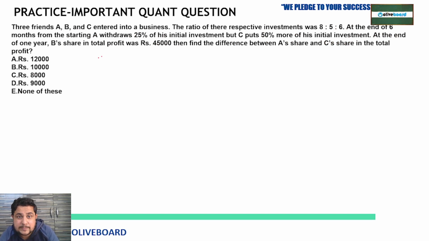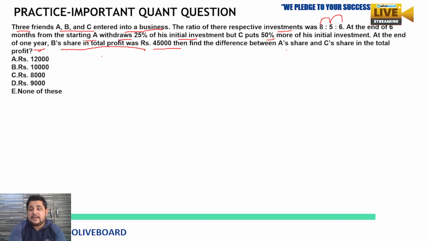Now this question is based on business, means a partnership based question is here. Three friends A, B, C entered into a business. The ratio of their respective investment was 8 is to 5 is to 6. At the end of 6 months from the starting, A withdraws 25% of his initial investment, but C puts 50% more of his initial investment. At the end of 1 year, B's share in the total profit was rupees 45,000. Then find the difference between A's share and C's share in the total profit.